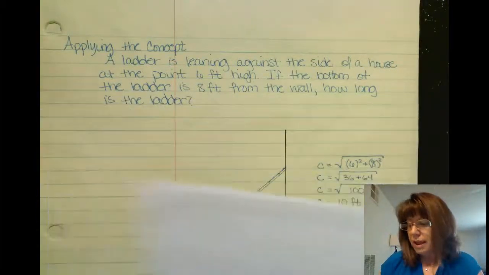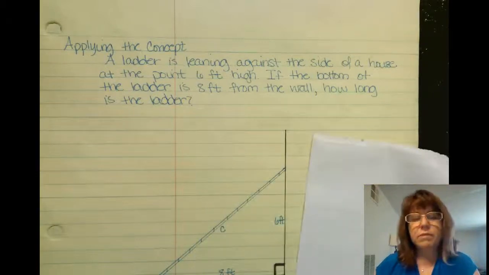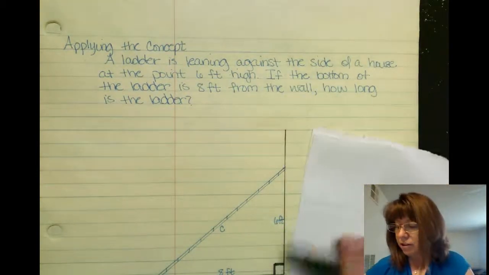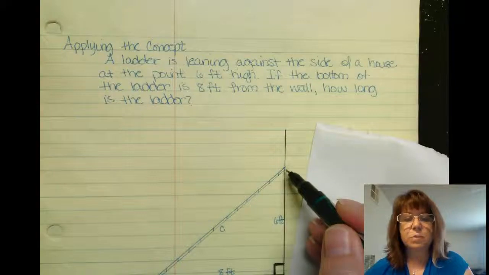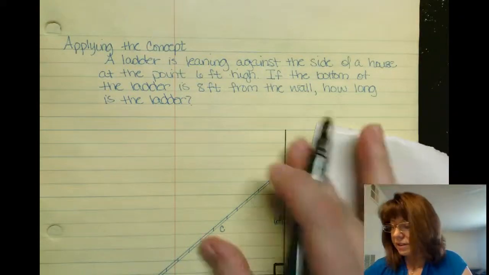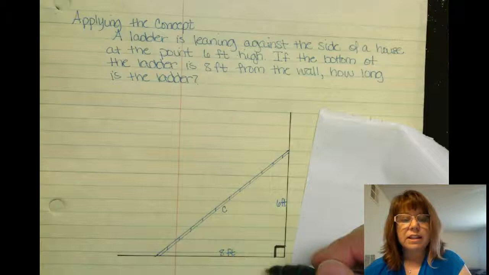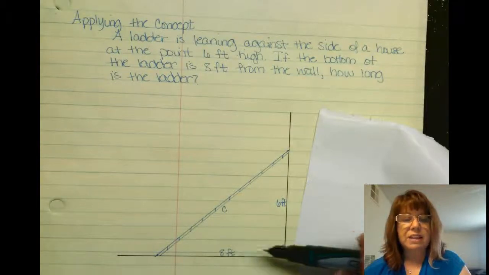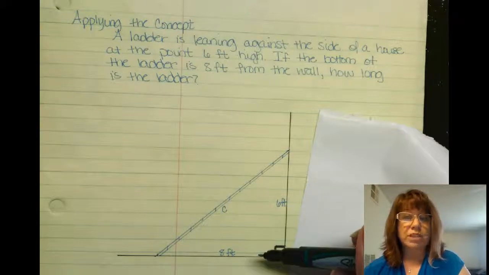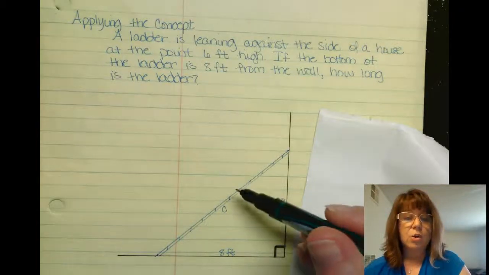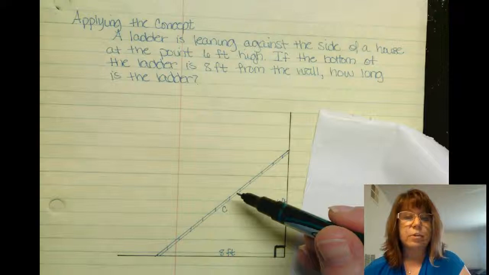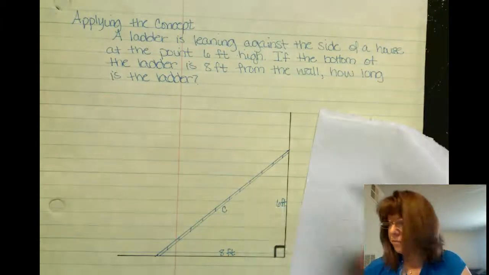So if we drew a picture, here's our side of the house, and our ladder goes up to the 6-foot point. So the length there is 6 feet. The bottom of the ladder is 8 feet away from the house, so we know the length of that quote-unquote leg of the triangle is 8 feet. We need to find out the length of the ladder, which is our hypotenuse.